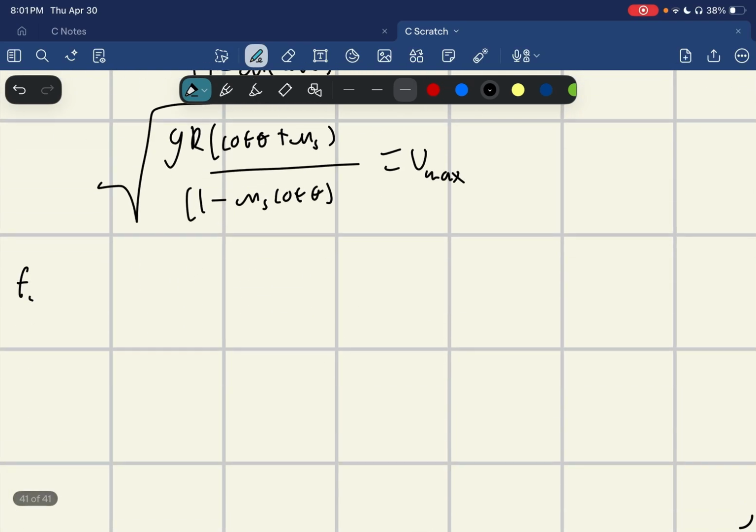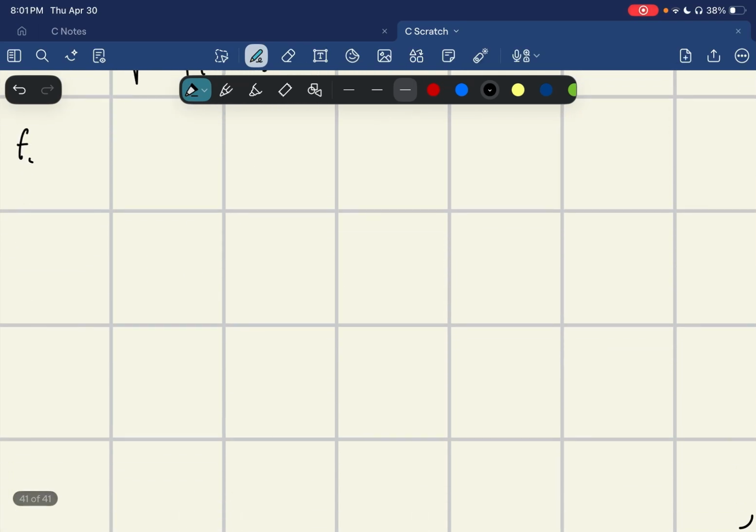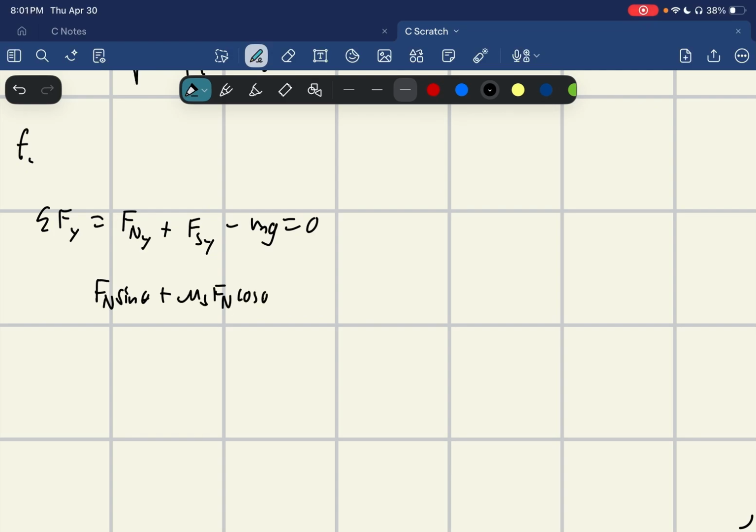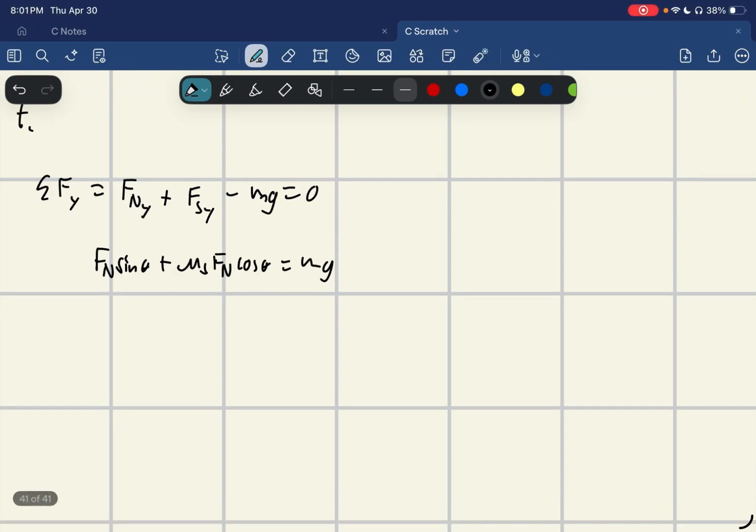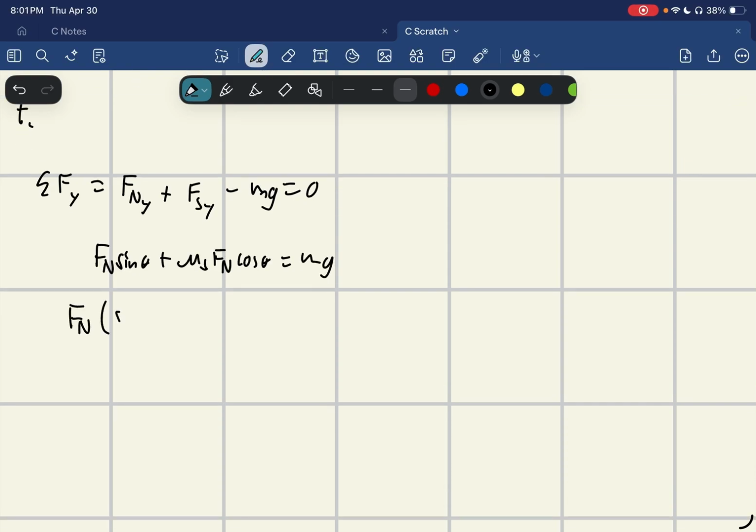Okay, so same thing, net force in the y direction is equal to fny plus fsy now, minus mg, is equal to 0. And then we're going to break up fny again into fn sine theta, and fsy into mu s fn cosine theta, and then I'll add over mg, and then factor out fn again. So fn times sine theta plus mu s cosine theta is equal to mg.